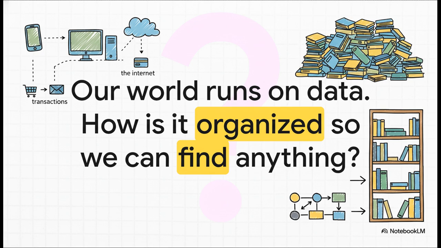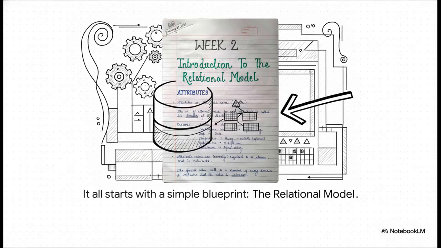Well, the answer lies in this incredibly simple but powerful idea. And this is it. This is the blueprint that brought order to all that chaos. It's called the relational model. This is the foundational concept, the big idea that lets us neatly structure all that information. And honestly, it's been the bedrock of how we manage data for decades.